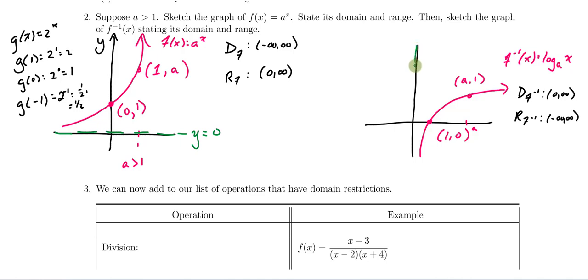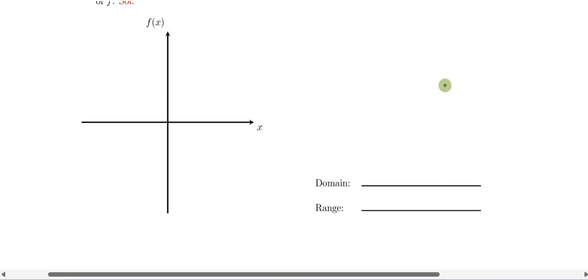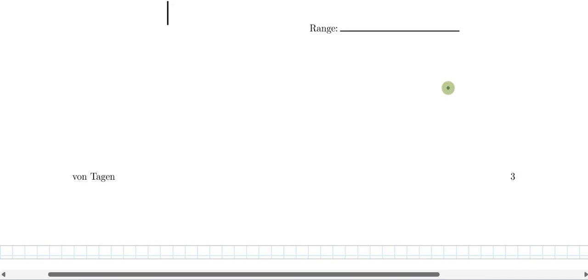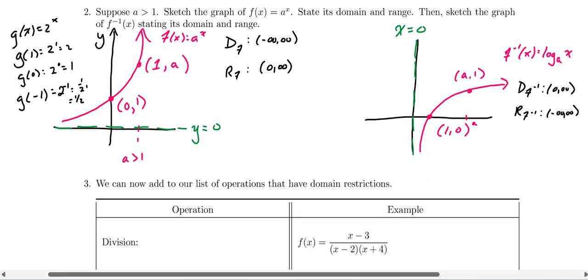And we can see here that just like the graph of a to the x has a horizontal asymptote at y equals 0, the graph of log base a of x has a vertical asymptote at x equals 0. And we should always label those for our logarithms. Now, in a moment I'm going to let you tackle these problems, but soon I'll have you practice graphing both the exponential functions and the logarithmic functions, including those transformations, similar to what I did at the end of the last pre-work, so you get some more practice with that.